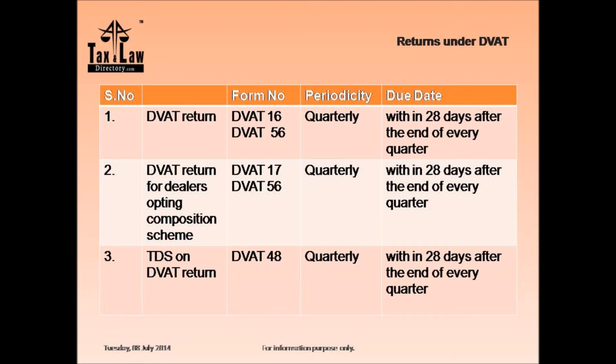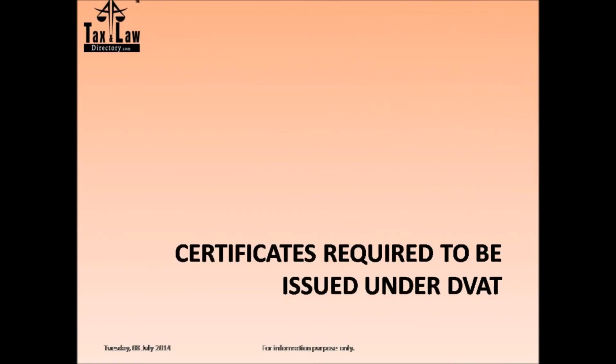DVAT return for dealer opting composition scheme is required to be filed in Form number DVAT 17 and DVAT 56 on quarterly basis within 28 days after the end of every quarter. TDS on DVAT return is required to be filed in Form number DVAT 48 on quarterly basis within 28 days after the end of every quarter.